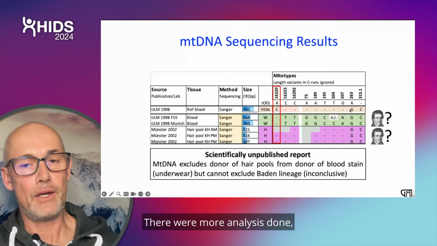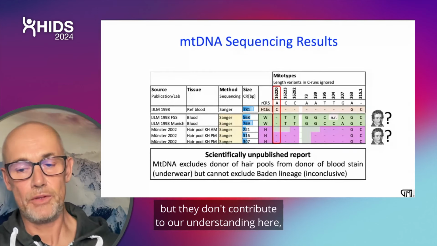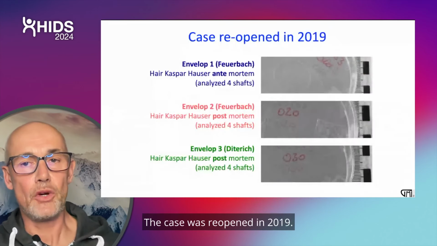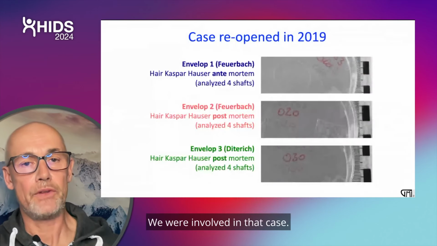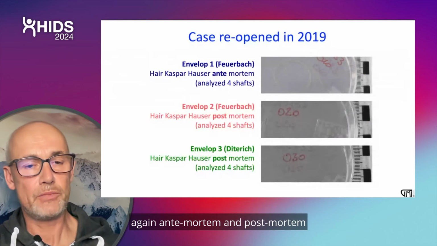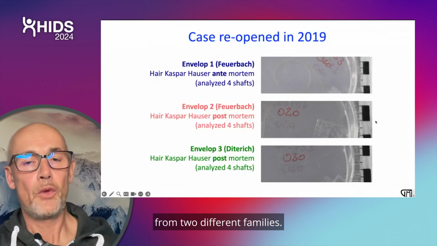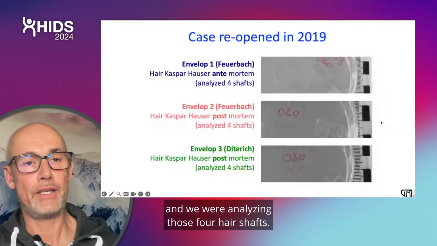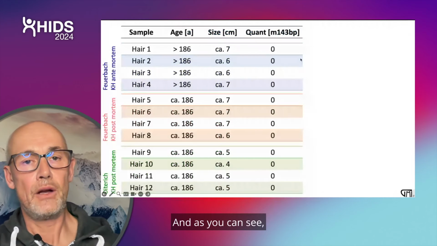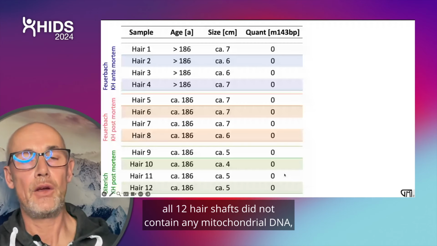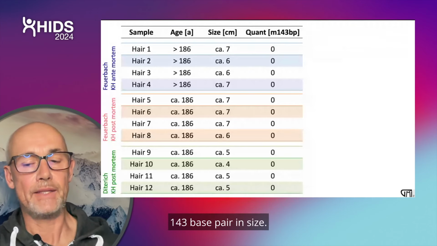I'm cutting the story here. There were more analyses done, but they don't contribute to our understanding here, what I'm trying to aim here. The case was reopened in 2019. We were involved in that case. We got 3 envelopes of hair samples from Kaspar Hauser. Again, antemortem and postmortem from 2 different families. We selected 4 single hair shafts, and we were analyzing those 4 hair shafts. And as you can see, all 12 hair shafts did not contain any mitochondrial DNA 143 base pair in size.